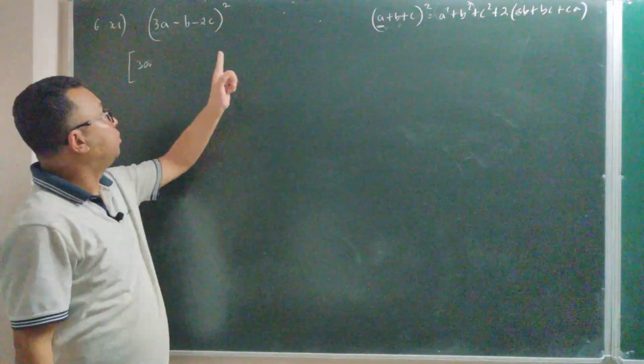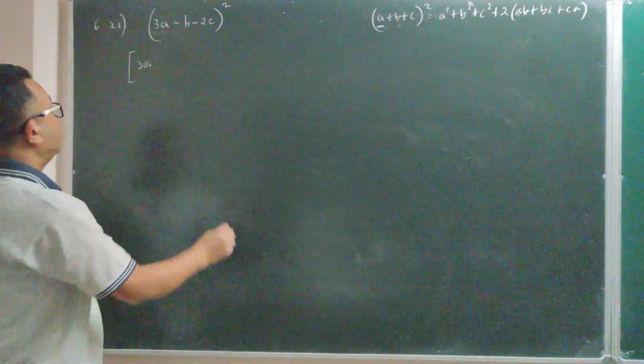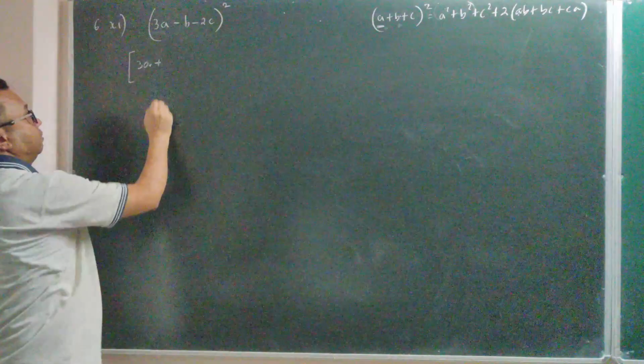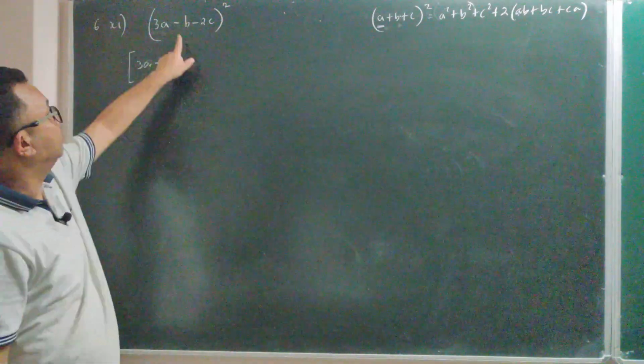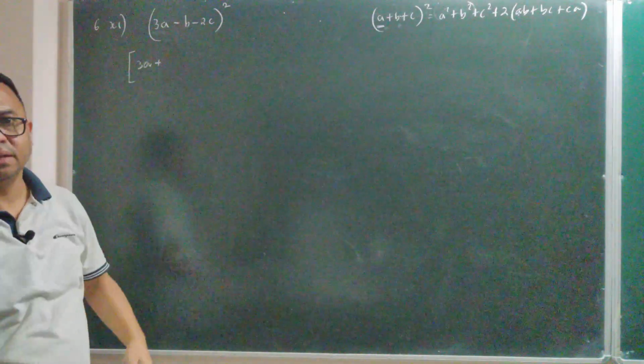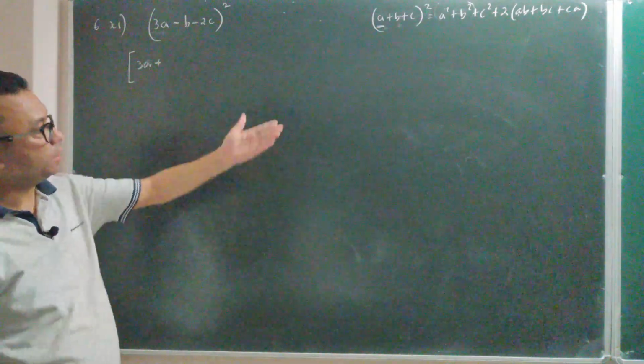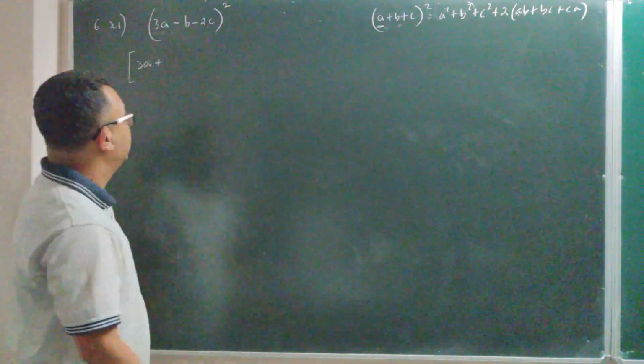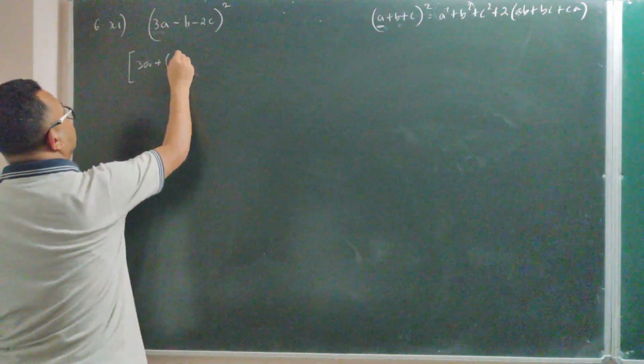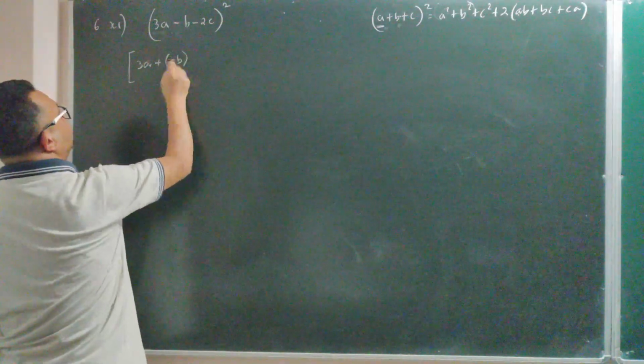But B should also be positive, but here we have B negative. So what I'll do now is put a plus sign. Even though there is a minus sign, I'm putting a plus sign. Why am I putting a plus sign? Because we have a formula only for plus. And then I'll put that minus with the B.